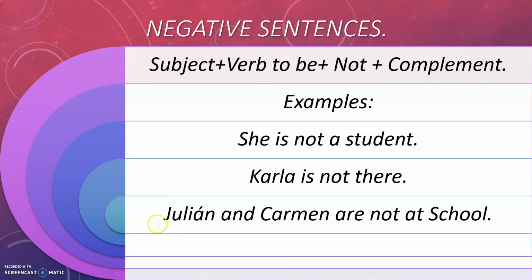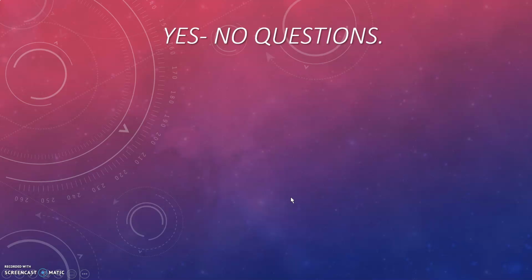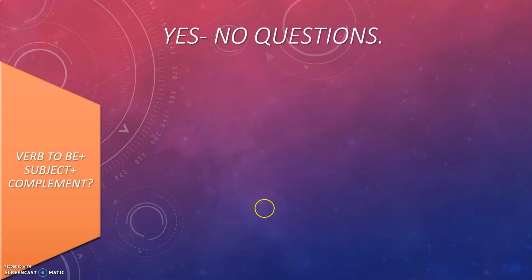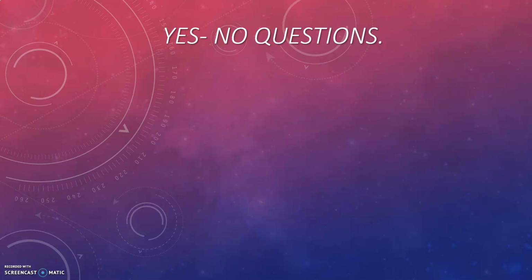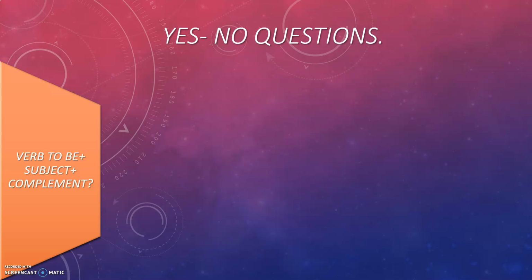Okay, now let's talk about yes/no questions with the verb to be. As I said at the beginning of the first video, in affirmative or negative sentences, we have the subject pronouns or the subjects at the beginning. For example, Jennifer is, Maria is, Kevin is. But in yes or no questions, there is a subtle change.